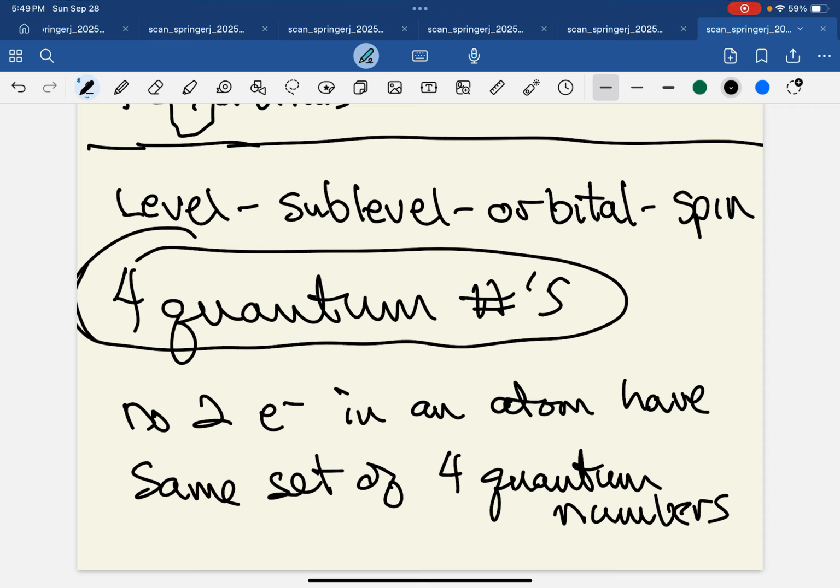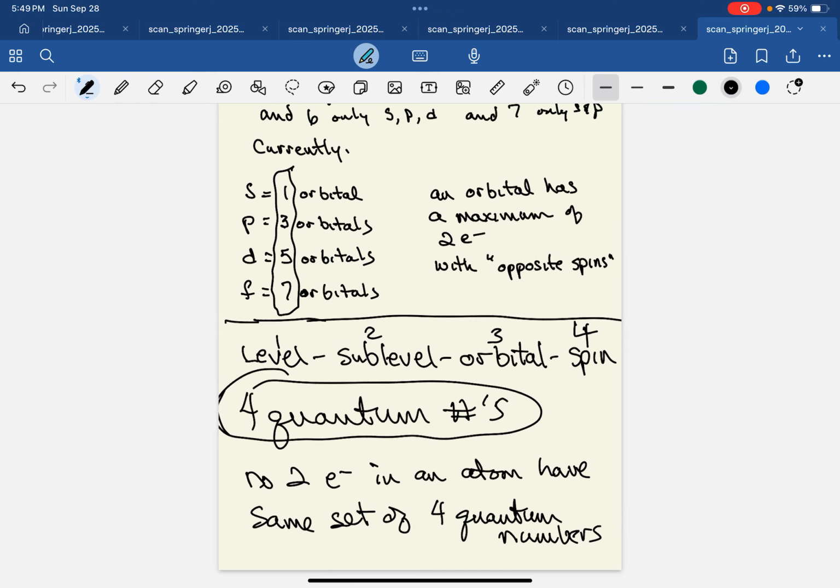But anyway, no 2 electrons in an atom can have the same set of 4 quantum numbers. So everything has its own unique address, if you will, within the atom. And it's those 4: level, sublevel, orbital, and spin. Those all have to be different for every electron in an atom, but you don't care.